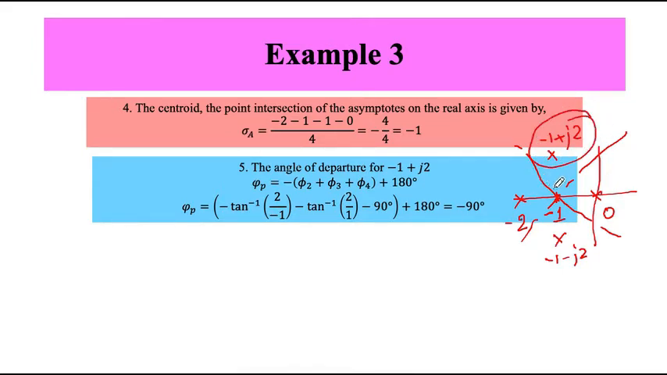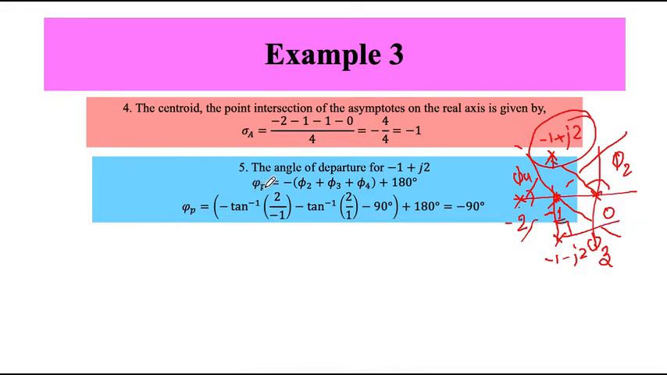So what are the angles I am interested in? I am interested in this angle, this angle and this angle. This is my phi 4, this is my phi 2, this is my phi 1, phi 3. So I am interested in these angles.